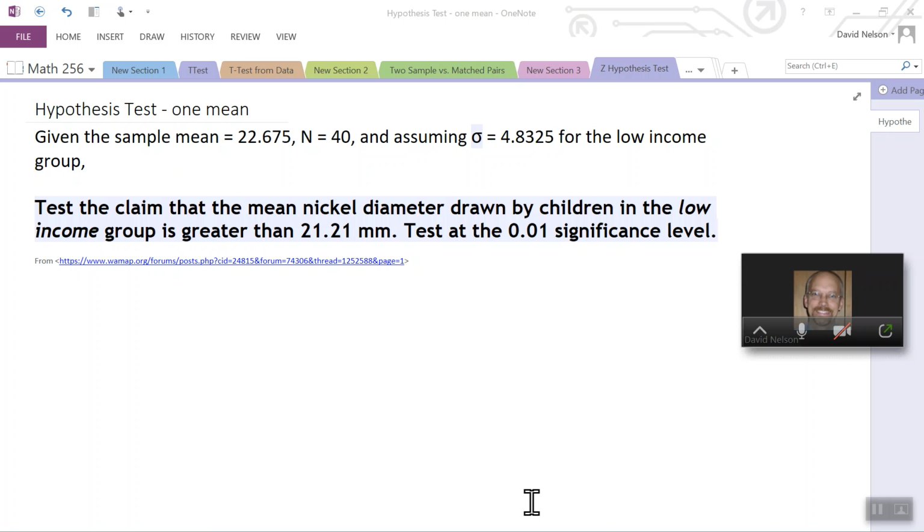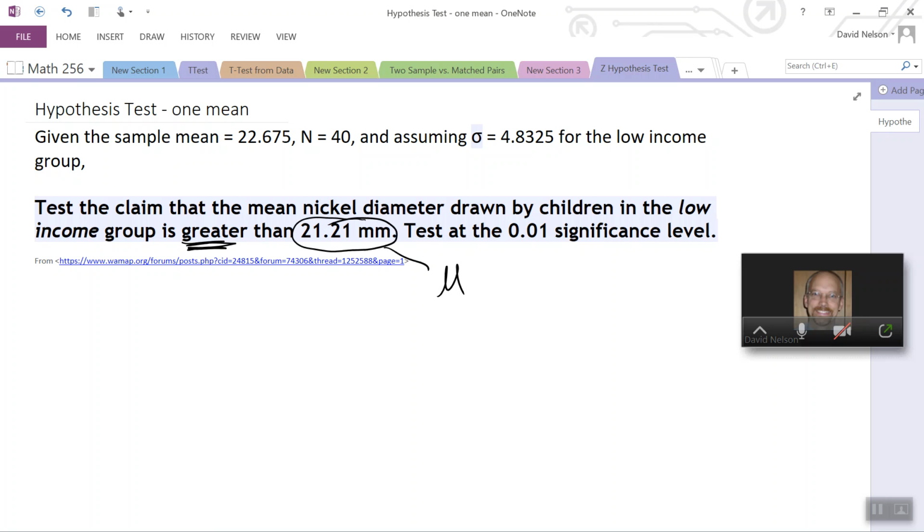Okay, the background of this hypothesis test is we've asked a bunch of children to draw life-size pictures of nickels, and we want to compare: do children in a lower income group draw a diameter that's greater? Here we're looking at a greater value than the 22.21 millimeters, which is going to be our mu.